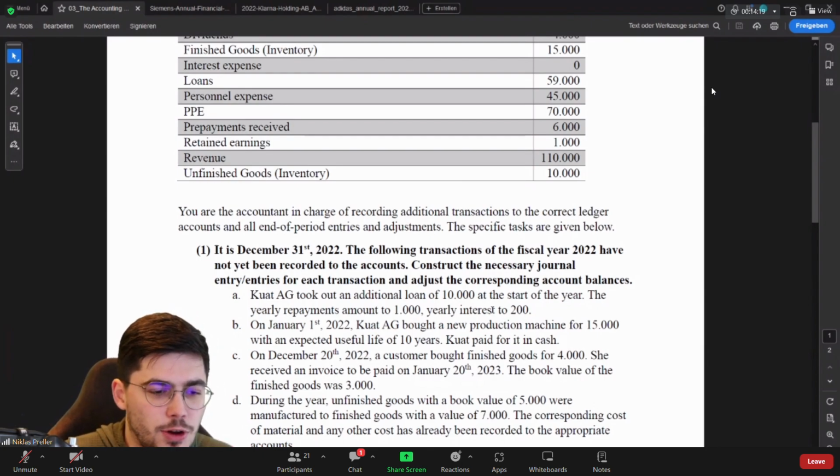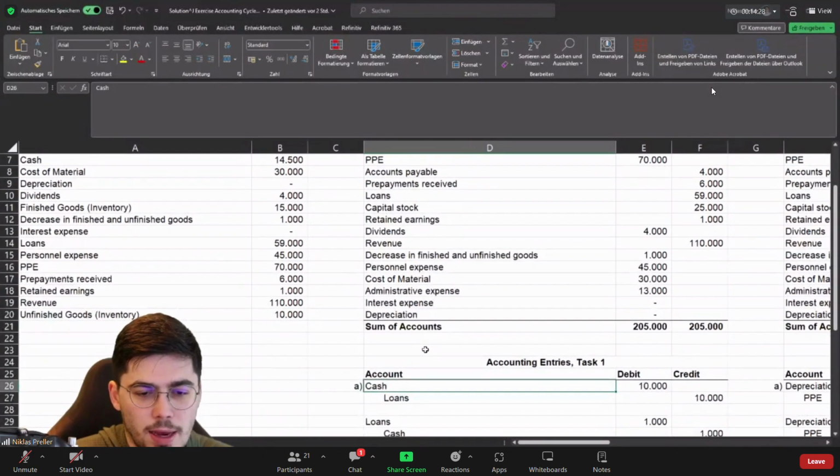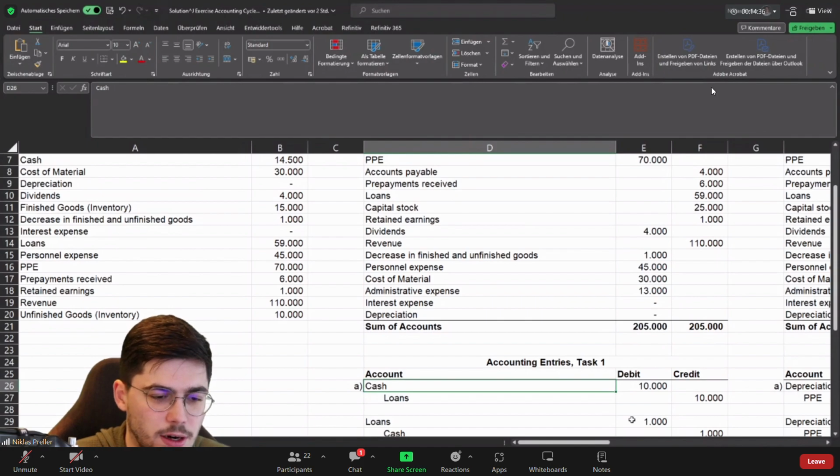So the yearly repayments reduce the loan and reduce our cash. So we just reverse that accounting entry and have loans to cash 1,000, which reduces our cash and reduces the loan liability to 9,000.